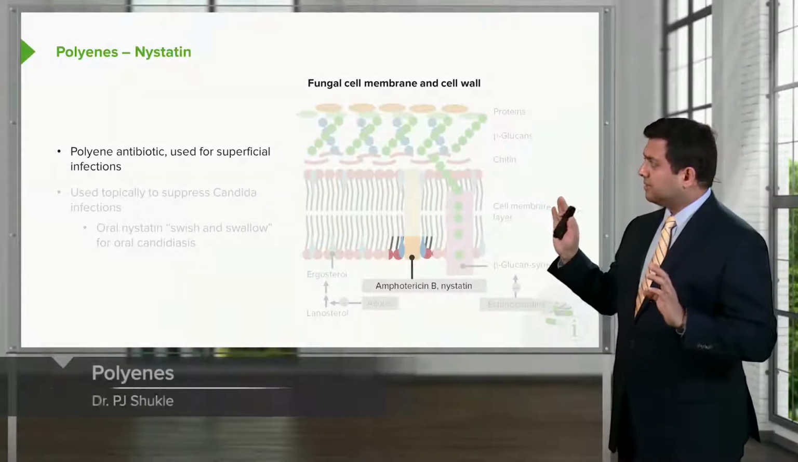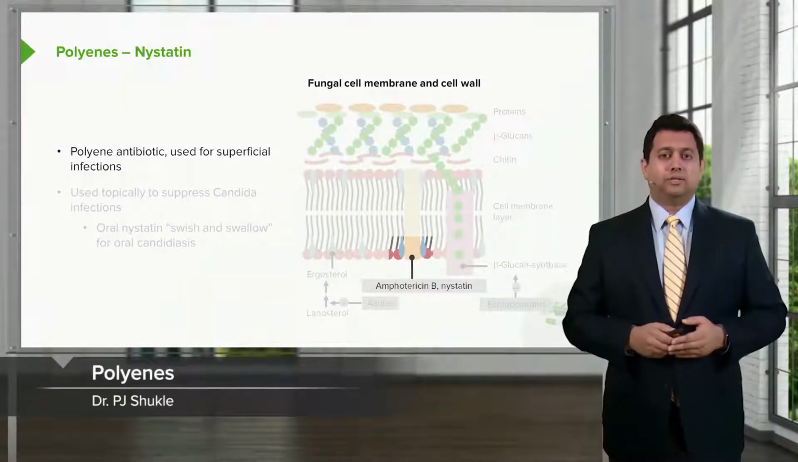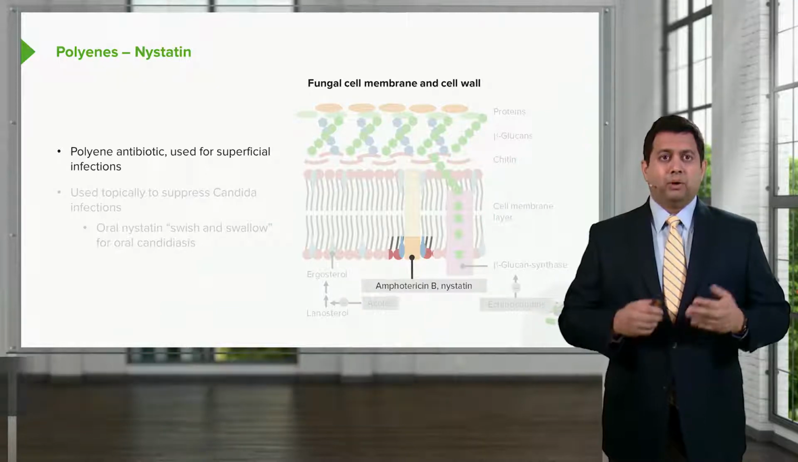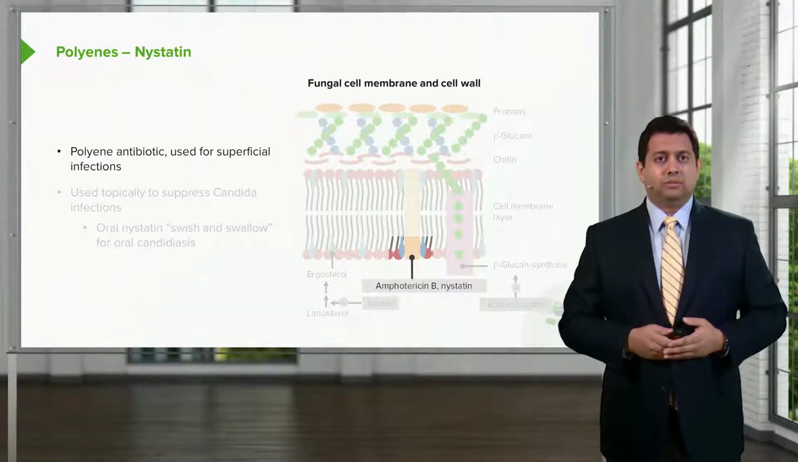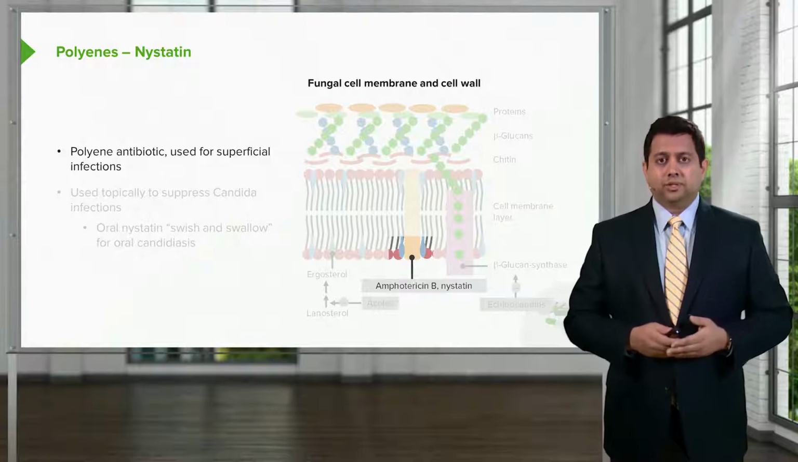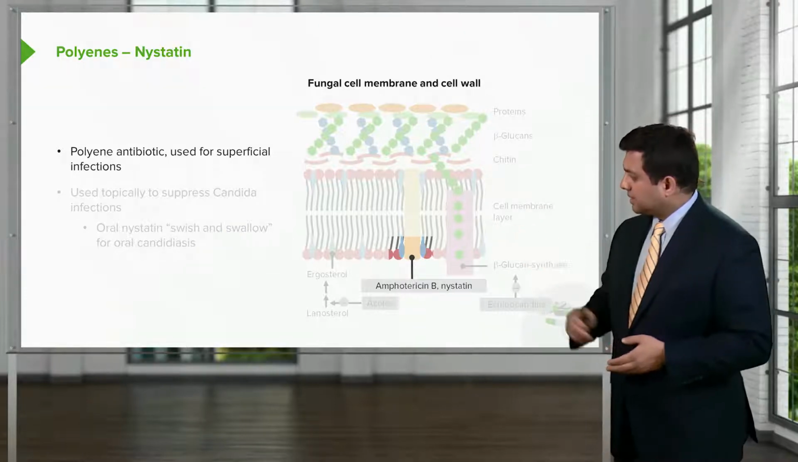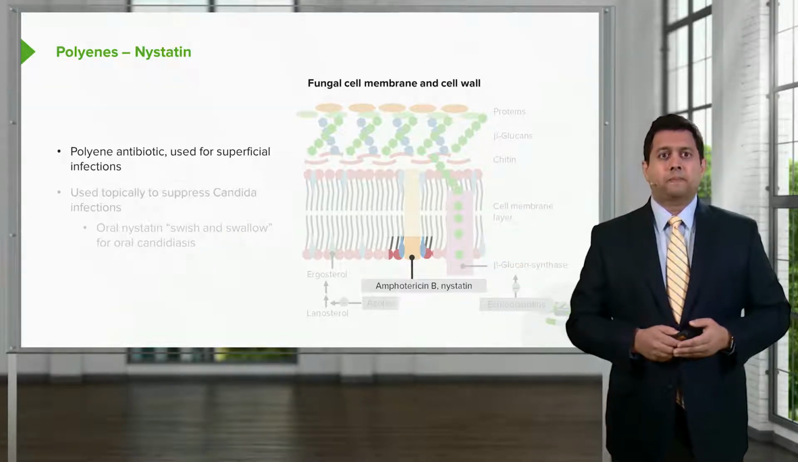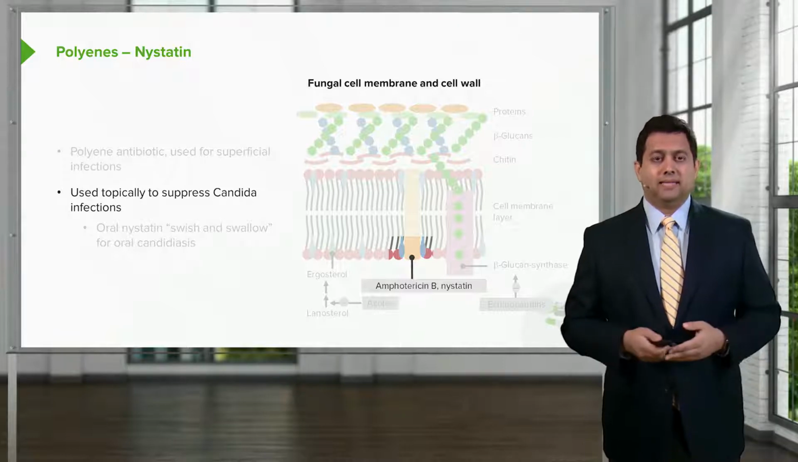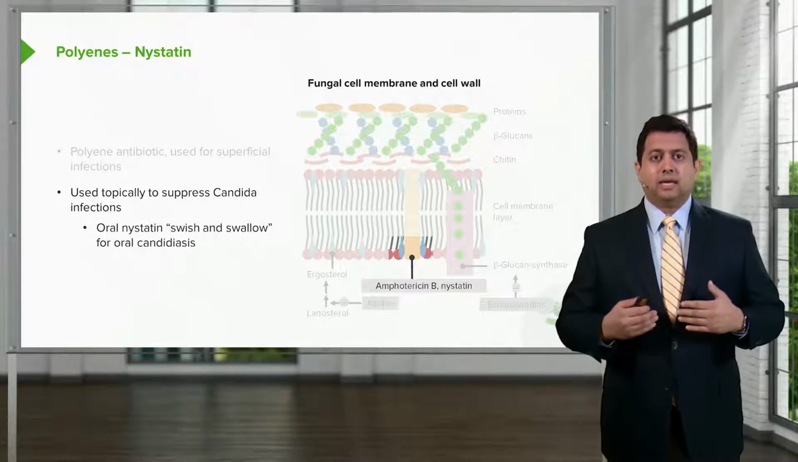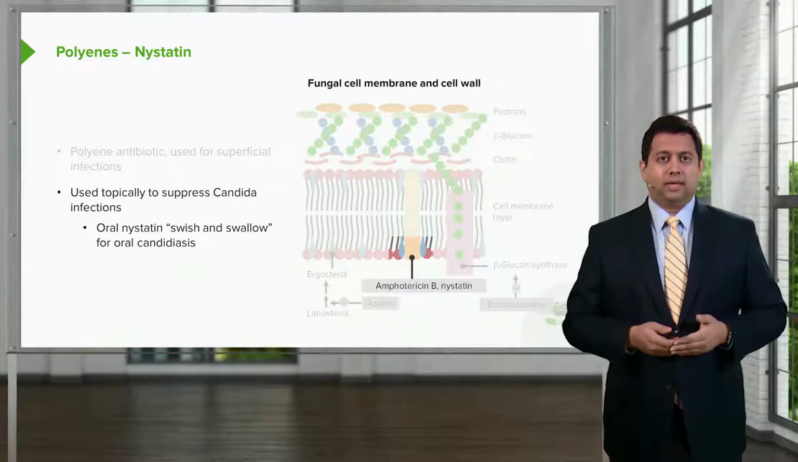Let's take a look at some other classes of drugs that are used to treat fungal infections. The polyenes, nystatin being the prototypical drug, is used for superficial infections. You can see where it acts on the cell wall down here. It's used topically to suppress candida infections, and it's used as a swish and swallow for oral candidiasis.